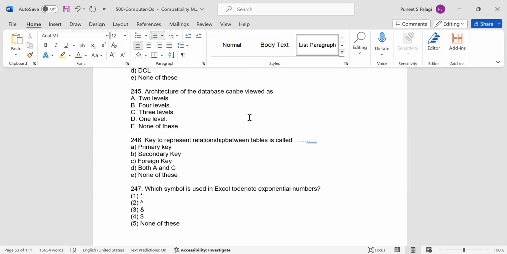Architecture of the database can be viewed as 2 levels, 4 levels, 3 levels, or 1 level? The database architecture can be viewed as 3 levels of abstraction. They are internal level, external level, and the conceptual level. So the answer is option 3.